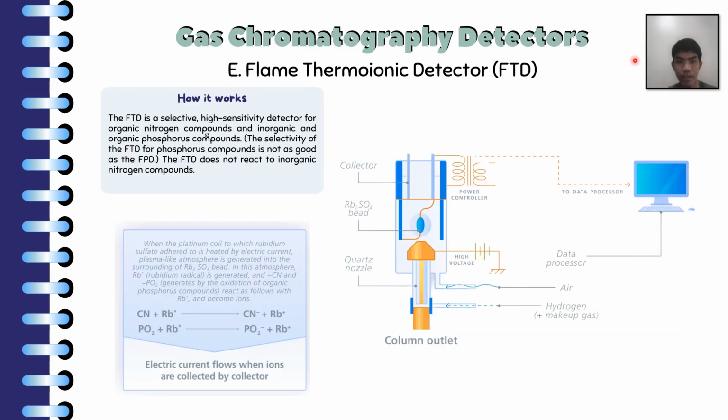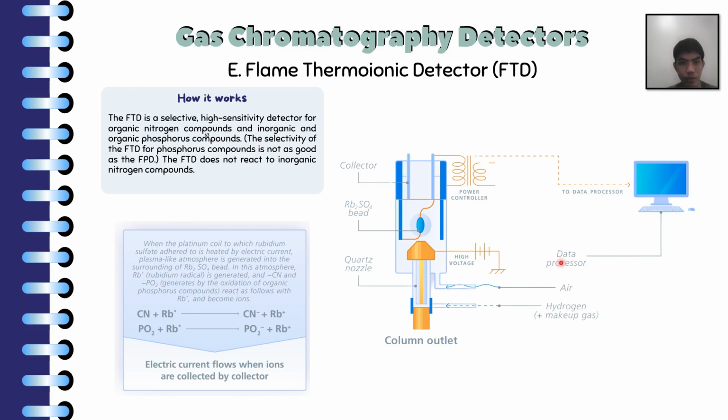For our last detector, we have the flame thermionic detector or FTD. Now, FTD is a selective high-sensitivity detector for organic nitrogen compounds and inorganic and organic phosphorus compounds. The selectivity of the FTD for phosphorus compounds is not as good as that of the FPD, and the FTD does not react to inorganic nitrogen compounds.